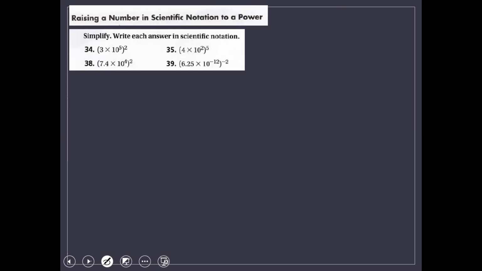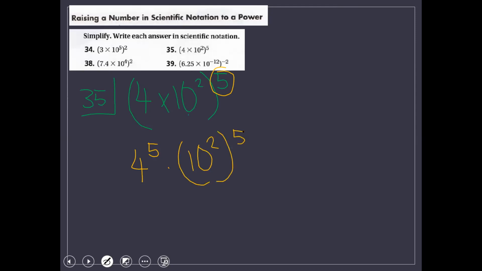Now, we have to talk about how we can raise a number in scientific notation to a power. If you have a number like 4 times 10 squared, and they are raised to 5. We have a power of numbers, and it includes scientific notation. So I will now distribute 5 on them. So it will be 4 to the power 5 and 10 squared to the power 5. Is it clear now? Yes.